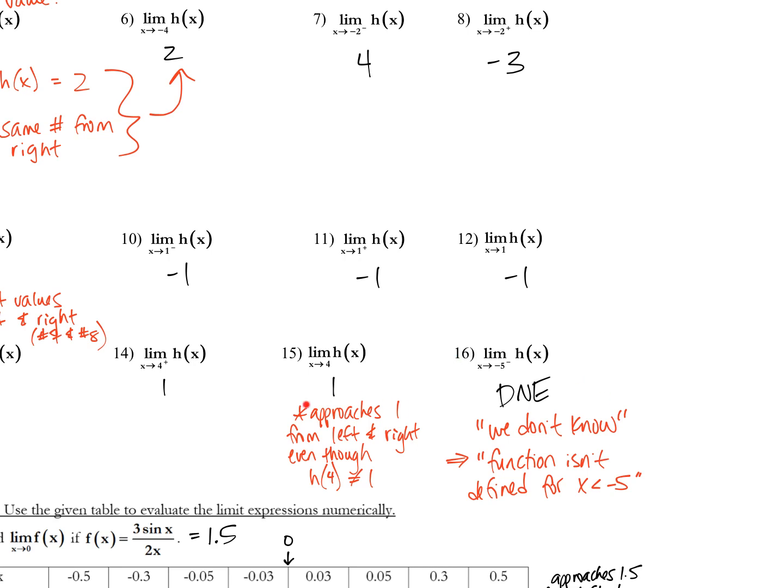So I wrote a couple notes here. It approaches 1 from the left and the right, even though at 4 the closed circle is at a different location. That's okay.